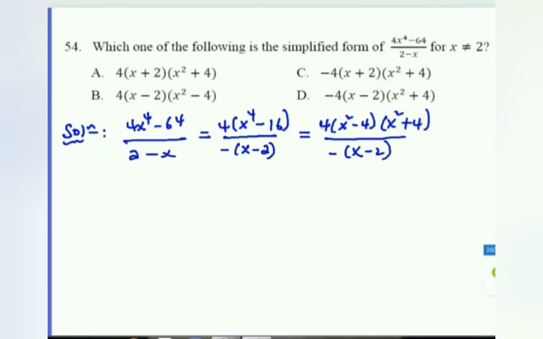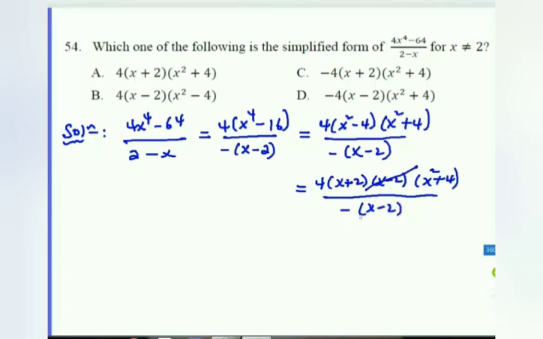So here x squared minus 4 again can be factored. We can factor x squared minus 4 as x minus 2 times x plus 2. So let's write x squared minus 4 as x plus 2 times x minus 2. Then we have x squared plus 4 over the negative of x minus 2. Now we have something that can be cancelled out here. So the negative in the denominator makes this negative. So negative 4 times x plus 2 times x squared plus 4. This cannot be further factored or simplified. So this will be the required answer. Therefore, from the given alternatives, our answer will be C.